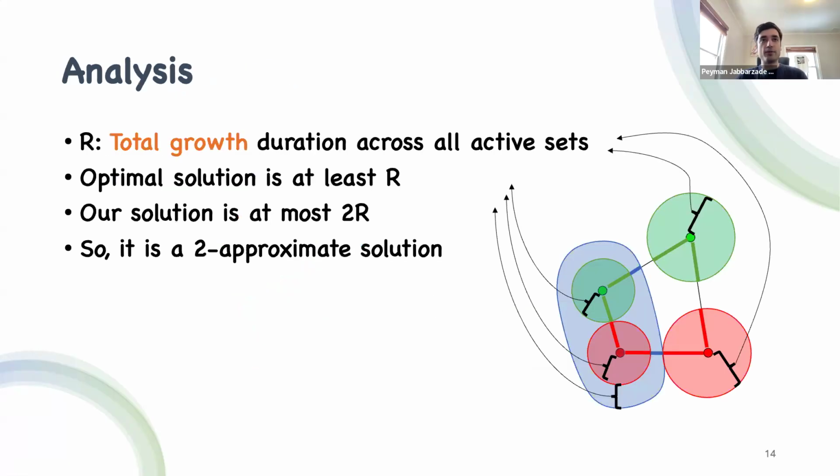And this algorithm has a two approximation factor. To prove this, we first define a term that we call total growth, basically the total growth of all active sets. So for each active set, the duration that it grows, we call it growth duration, and we define, for example, R as the total growth of all active sets. And then we can prove that the optimal solution is at least R, at least the total growth. And the solution we get costs at most two times R. And through this, we can prove that we have a two approximate solution.